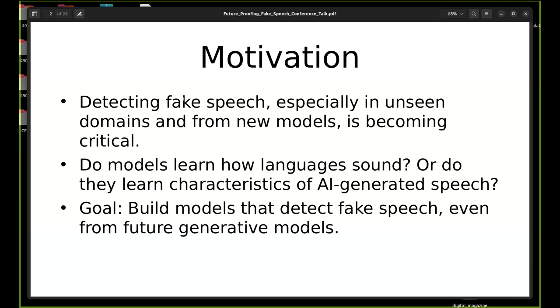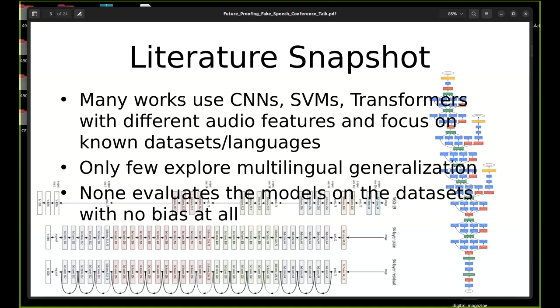spoken language? Actually, there are lots of works in this area, all using different types of models, different features, and different datasets, but only few of them work with multilingual scope as I did, and none of them actually does unbiased tests. They either test the model on the same distribution with the training dataset, or their test dataset has some same aspects with the training dataset, whether it be the used text-to-speech model or the language.